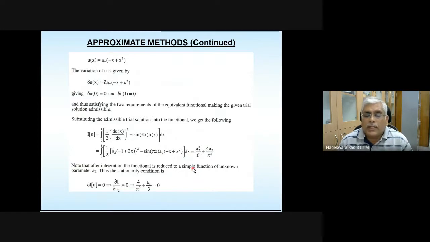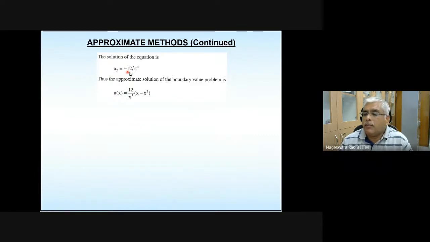Please take a note of this. And what is A2? A2 is nothing but minus 12 divided by pi square. And the approximate solution is going to be this. And what is the approximate solution that you got from the Galerkin method?